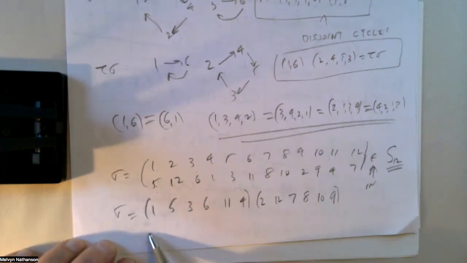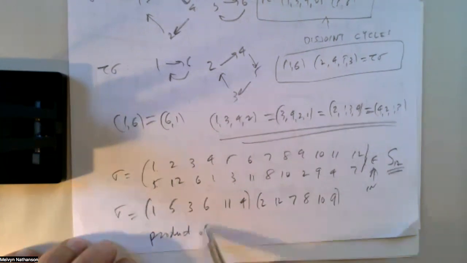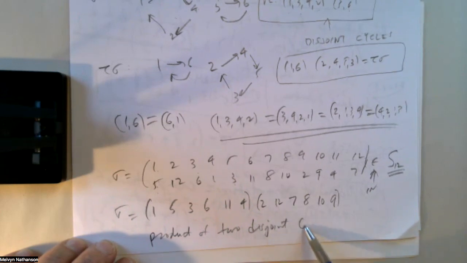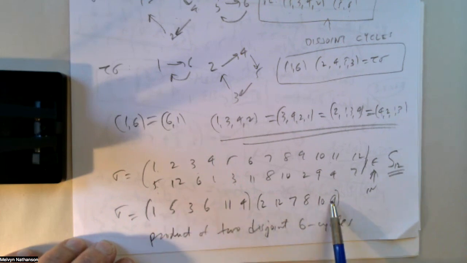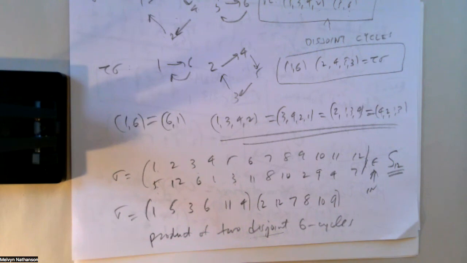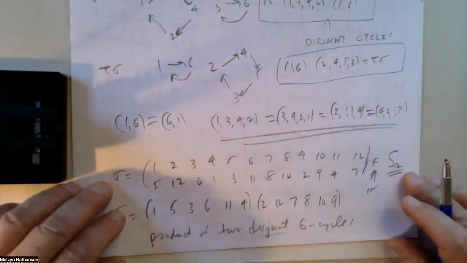So sigma is a product of 2 disjoint 6 cycles. The numbers here are different from the numbers here. That's what disjoint means. And each of them happens to have 6 numbers in it. So each of them is a 6 cycle. So this is the permutation sigma in cycle notation. Any questions about that? Okay.